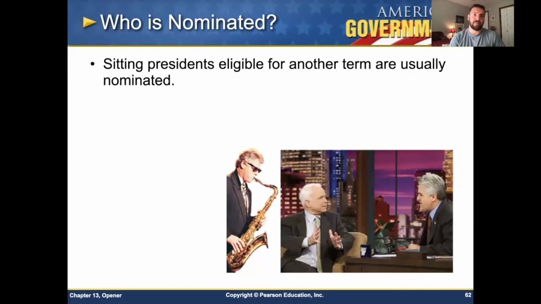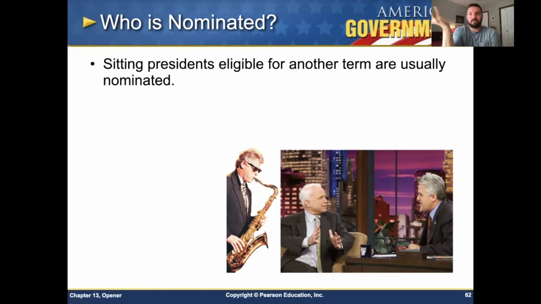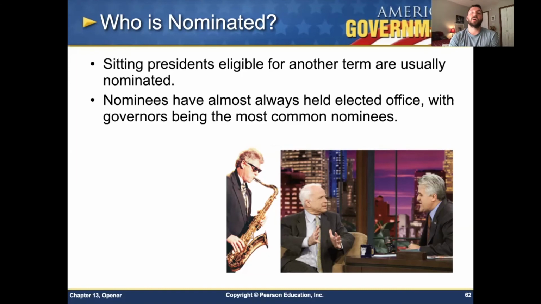So who's actually nominated? Sitting presidents eligible for another term are usually nominated. So again, great example right now, you've got Donald Trump, who is eligible for another term. He's basically automatically nominated for this year. Nominees have almost always held elected offices, with governors being the most common nominees. Now, even though that's the most common, that's not a requirement. Again, we'll go to Donald Trump. He had never been elected to anything before 2016, and yet he comes right out of the gate, runs for president, and wins. You can have generals from the military who have gone on to become president.